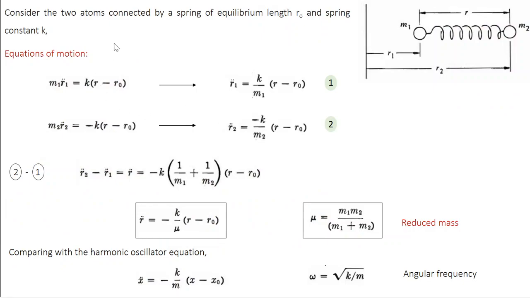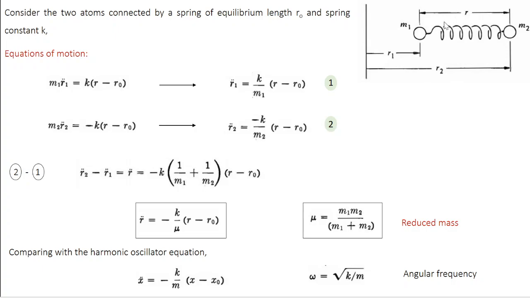Let's assume that the two atoms are connected by a spring of equilibrium length R0 and spring constant K, because we know that for small oscillation this molecular system behaves exactly like a harmonic oscillator or exactly like a spring system. So you have masses m1, m2. If there is no force acting on the system, the equilibrium distance is R0, and m1 is at a distance r1 from the origin and m2 is at a distance r2 from the origin, and the instantaneous separation between m1 and m2 is nothing but r2 minus r1, which is r.